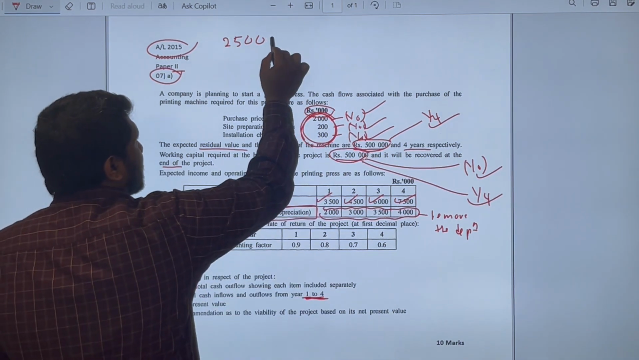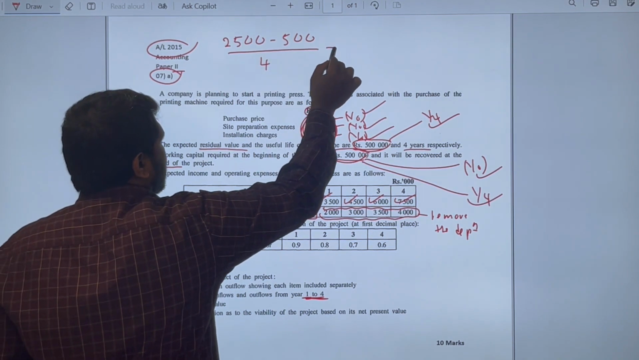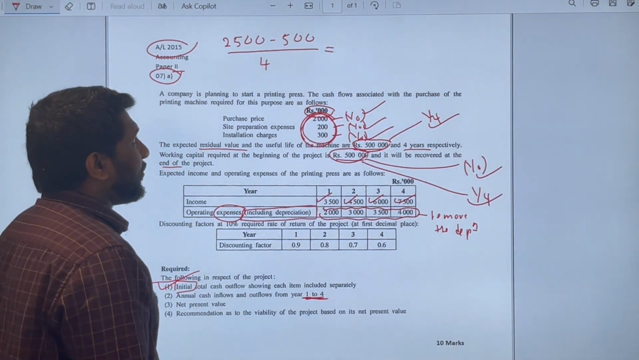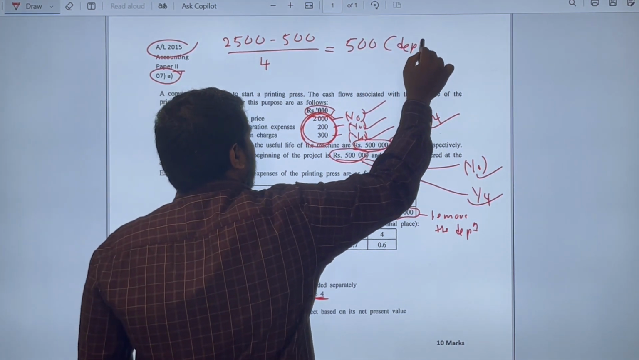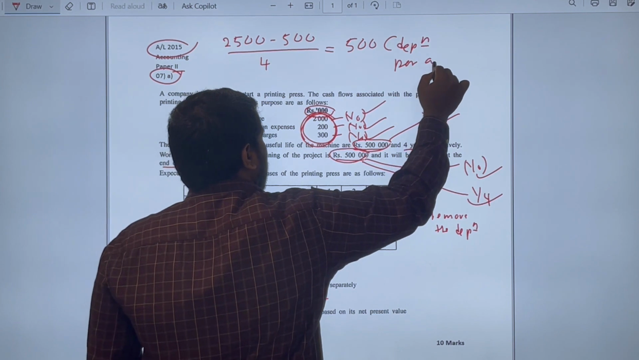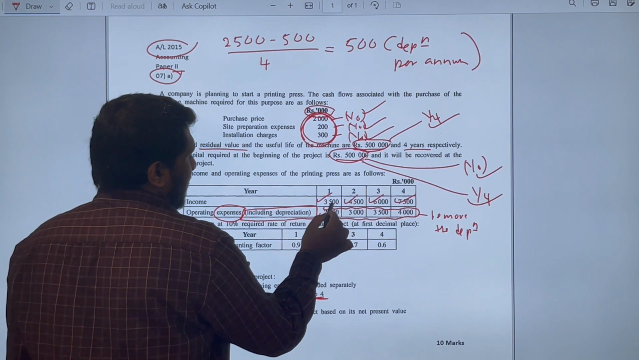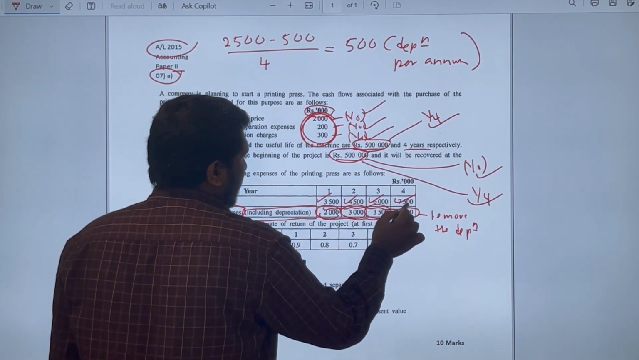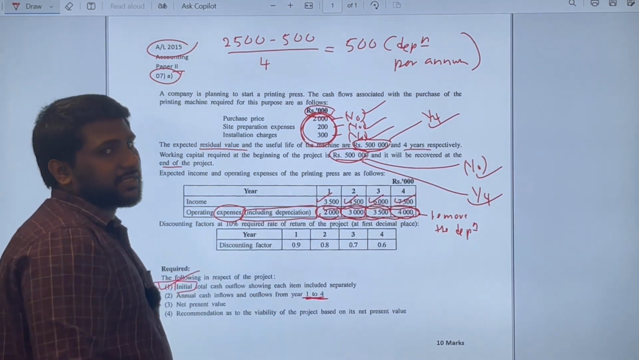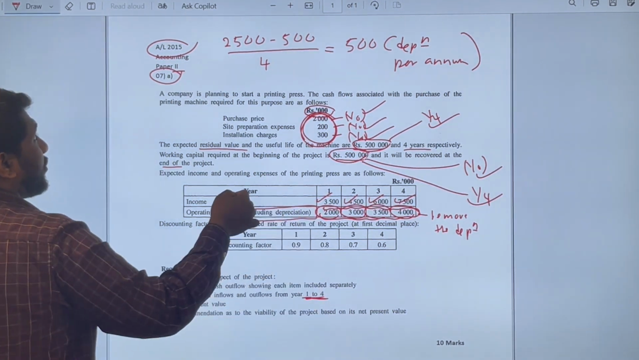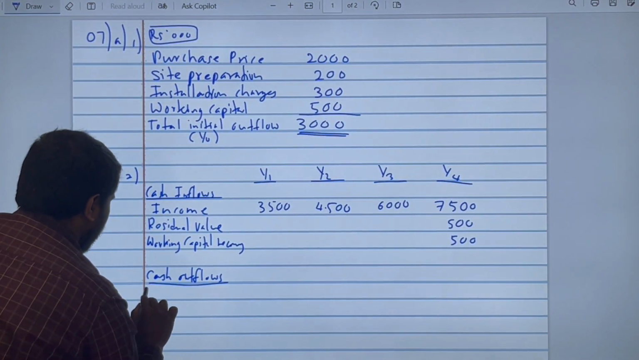Minus the scrap value, 500. Useful life of the asset is 4 years. Then 2,000 divided by 4 is 500. This is the depreciation per annum, that means for a year. From each of these values we have to remove 500, because inside these values depreciation is included. So from 2,000, if you remove 500, 1,500. So those are cash operating expenses.